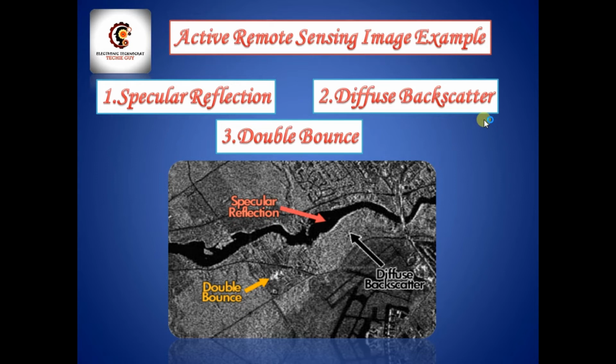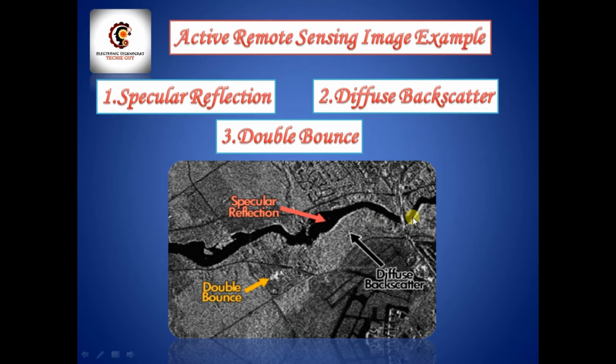For an untrained eye, it's just a bunch of black and white pixels. As you can see, some white pixels, some black pixels. That's all we can see. But the reality is, there is more that our untrained eye cannot see. For example, there are 3 phenomena: the specular reflection, the diffuse backscatter, and the double bounce. The specular reflection is where the dark spots are in the image, or we can say where the black pixels are.